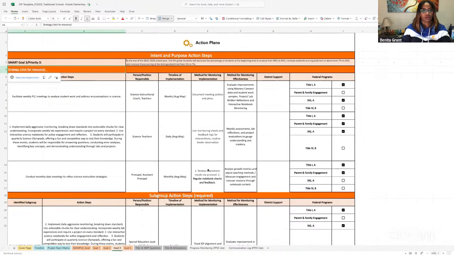Our third goal is our science goal. By the end of the 25-26 school year, 3rd through 5th grade students will decrease the percentage of students at the beginning levels in science from 68% to 45% and increase students scoring proficient or above from 7 to 20%. And increase those scoring at the distinguished levels from 5 to 7%.